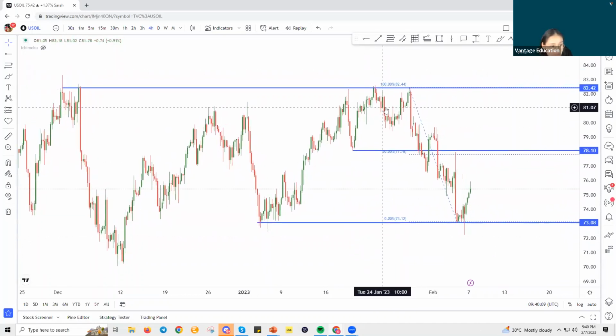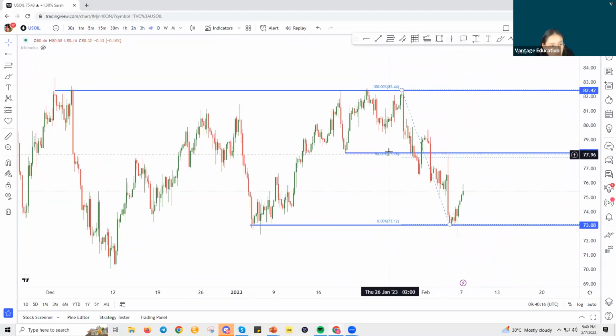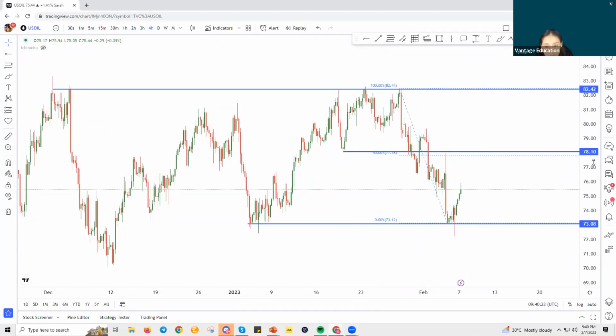Okay. Next, we pull out our Fibonacci levels. So we see whether any levels line up with each other. Here, our 50% retracement lines up nicely with this pullback resistance level at 78.1.